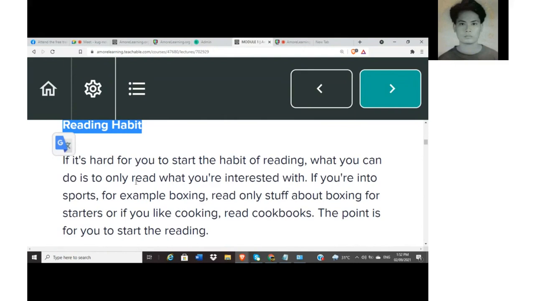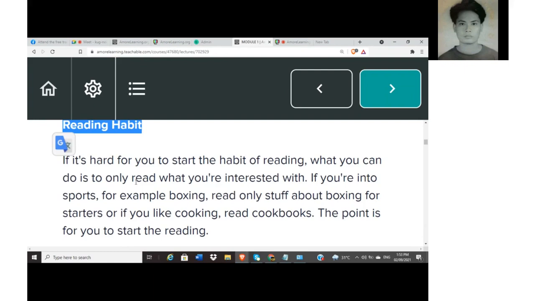If you're serious about hiring or getting hired in a call center, read about call centers. Okay? If you're starting out and you're bored of learning about call centers, you could read about anything. Cookbooks, boxing, clothes, or if you like fashion, read about fashion, just to start the habit. But again, I would like to reiterate that you need to read about call centers, okay? Because that's the industry we're trying to penetrate. The point is for you to start reading.